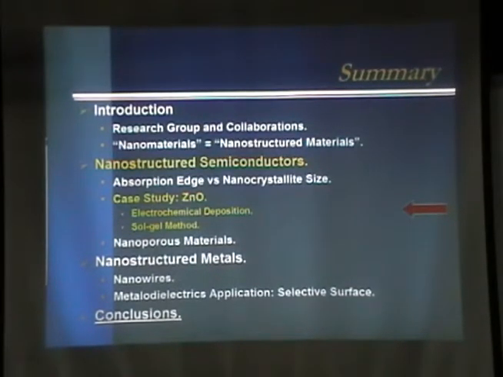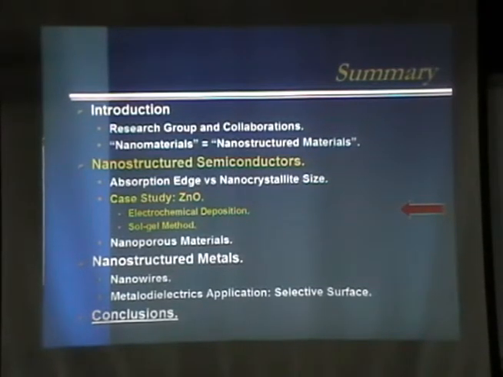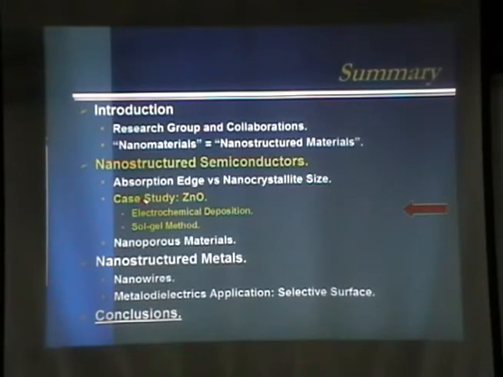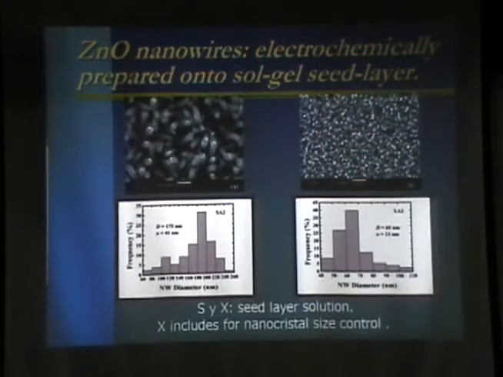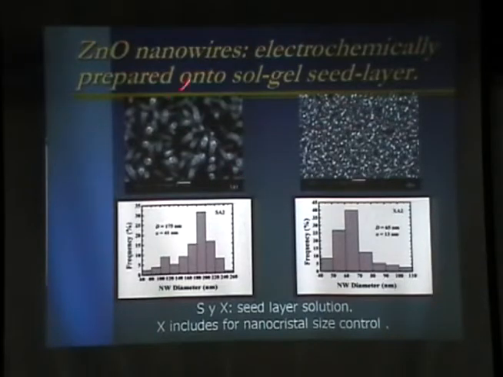Now I want to show you some newer results on single-crystal nanowire samples prepared combining both techniques. These samples were prepared electrochemically, right? But from a seed layer prepared by the sol-gel method. Here you have an image that shows you the nanowires in one case and another that have different sizes. Here is the distribution of the sizes of the nanowires.